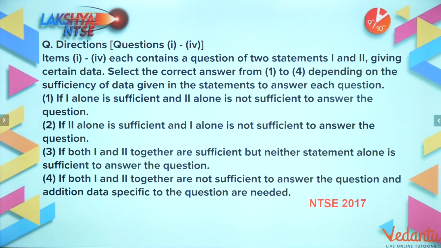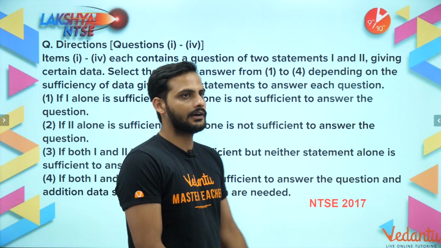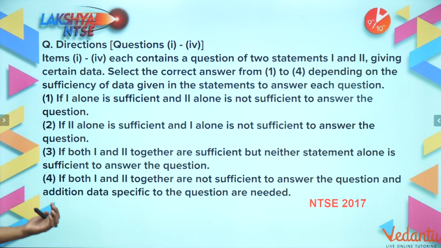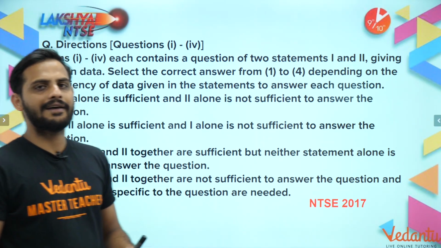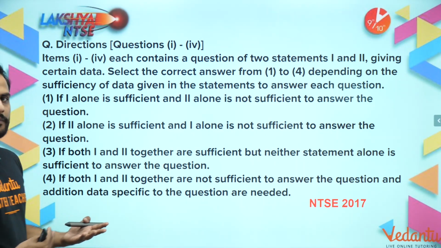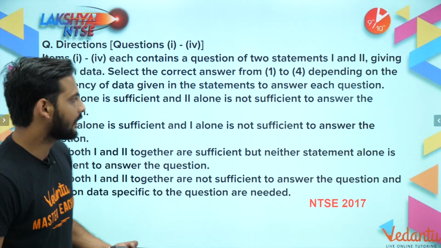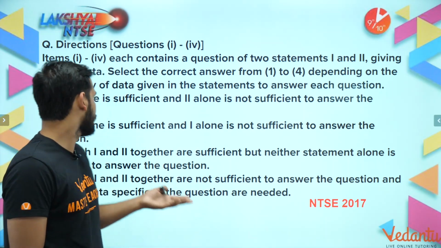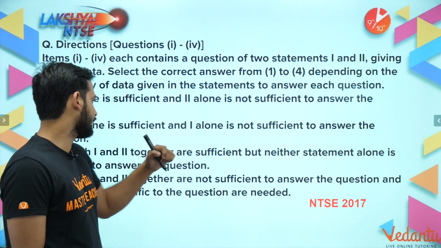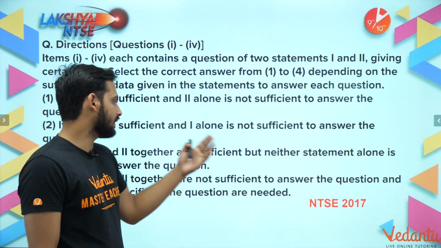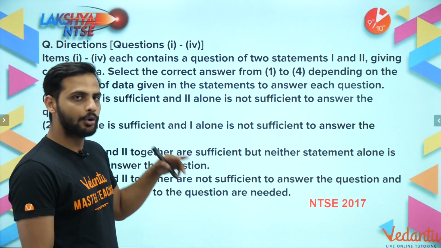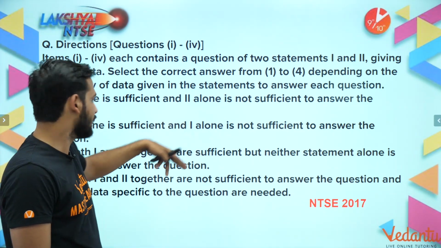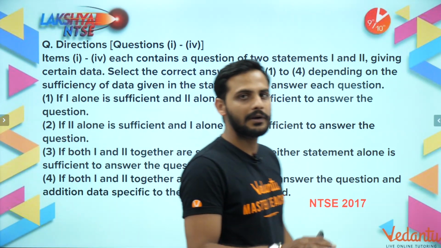Now, in these kinds of questions, bachon, they will be asking you what kind of data is sufficient or not. Sometimes these questions are related to percentages as well. I will be teaching you this part in data sufficiency too, but first we will try to find the answers here. So 4 types of options are there: statement 1 alone is sufficient; second alone is sufficient, first alone is not; both first and second together are sufficient, but neither statement alone is sufficient, both are needed; or both together cannot solve the problem.